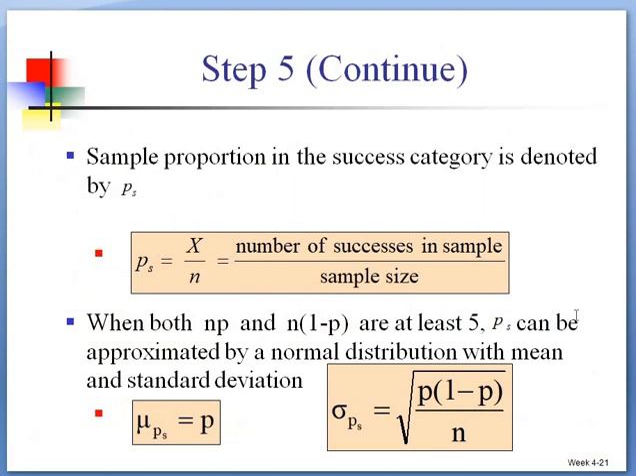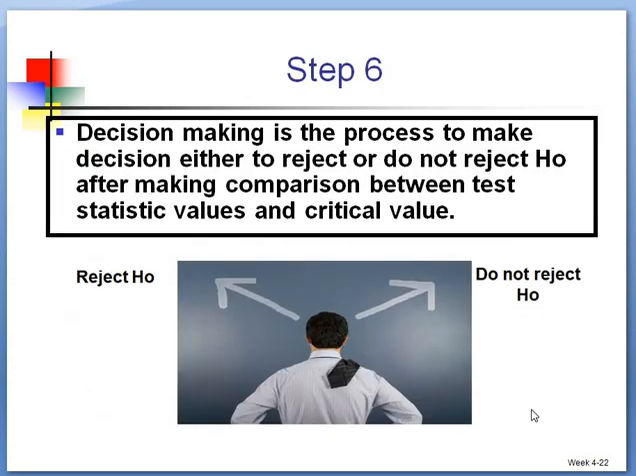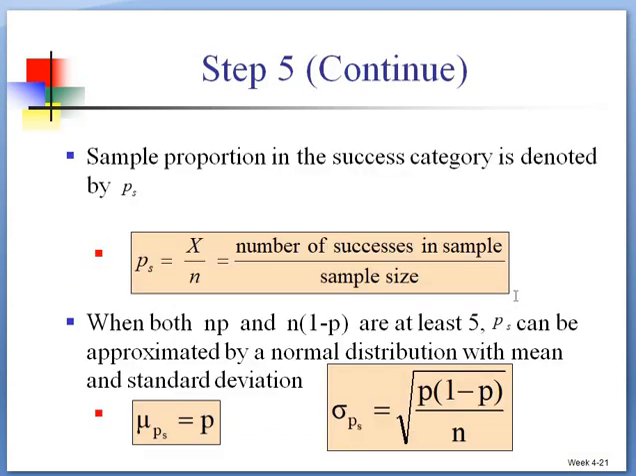To compute the sample proportion, PS is equal to the number of successes in the sample divided by the sample size, where the mean for the sample proportion is equal to the population proportion, and the standard deviation is equal to the square root of p multiply 1 minus p divided by n. Step 6 is making a decision whether we want to reject or do not reject the null hypothesis.